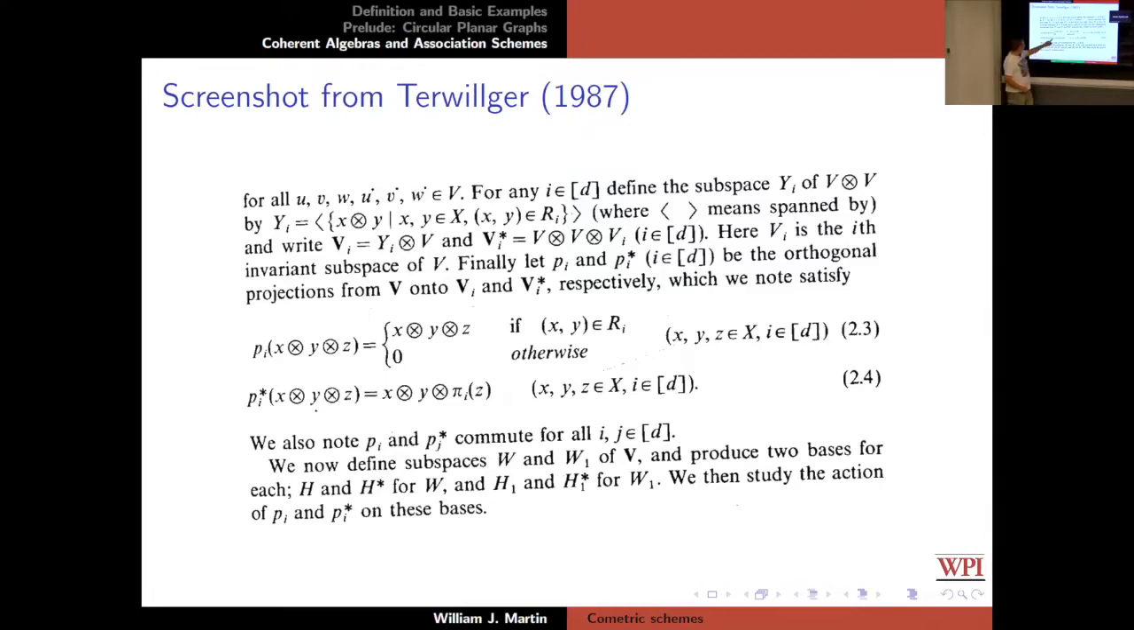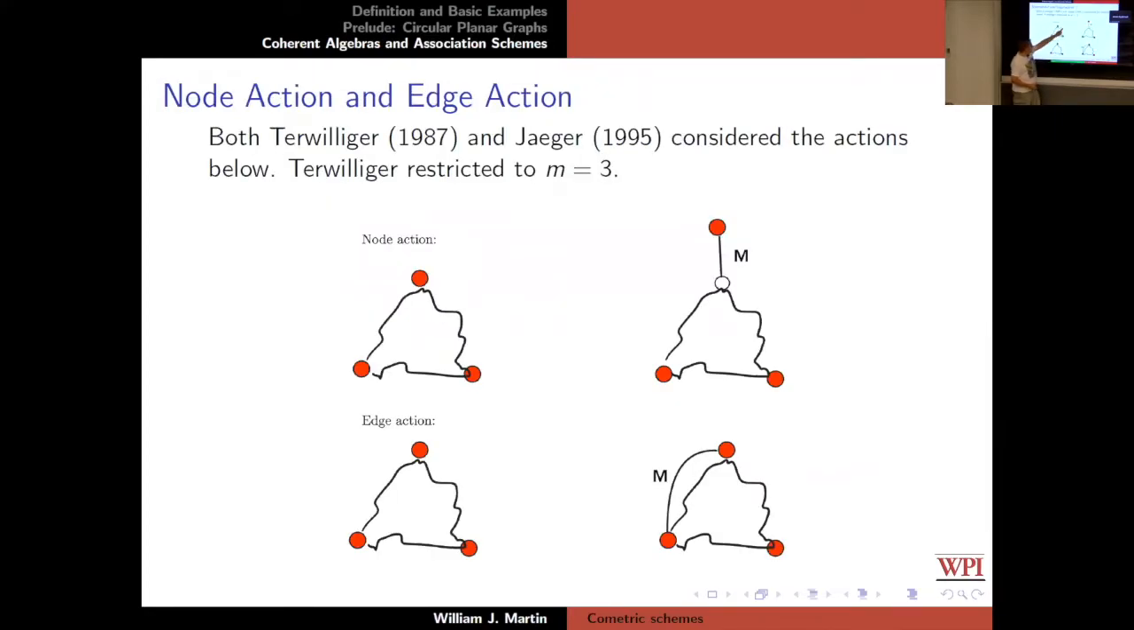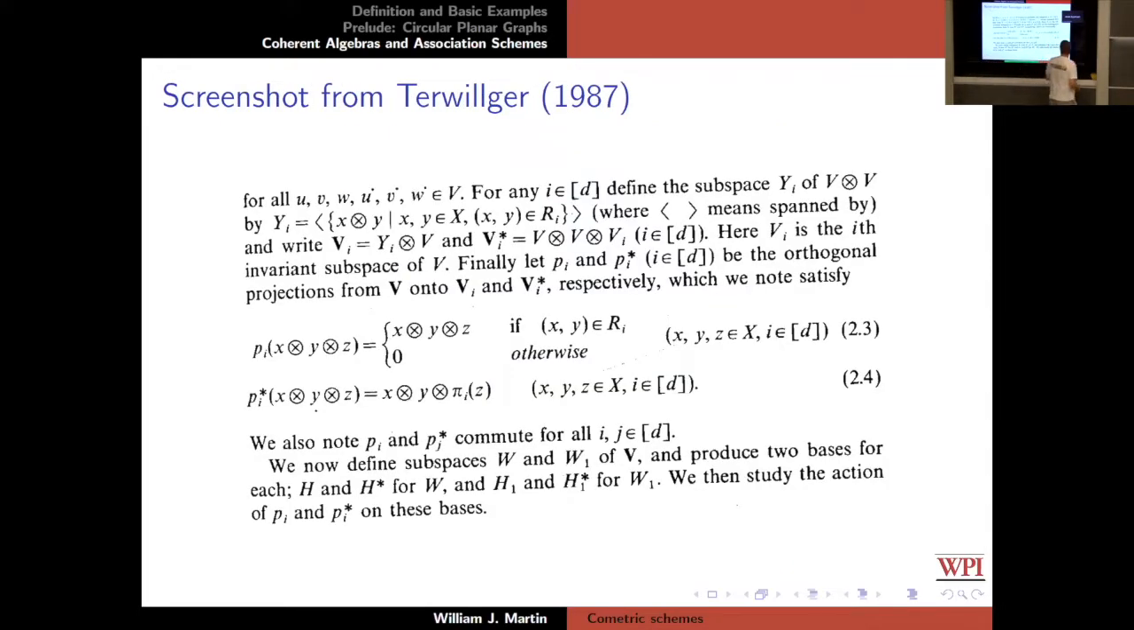And then the node action: you project, so Terwilliger in 1987 just uses E's because they span the Bose-Mesner algebra. You take E_I and apply it just to that component Z, and that's this right here. This is E_I applied to that component Z in V tensor V tensor V. Okay, so you're working in V tensor V tensor V, and you have these actions.